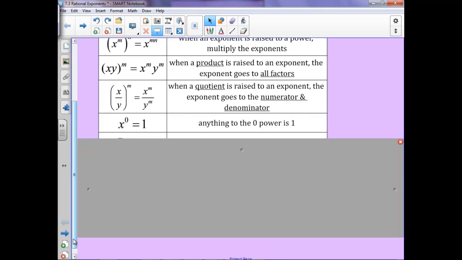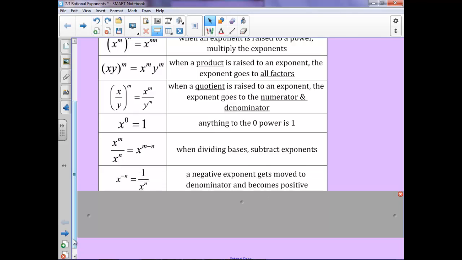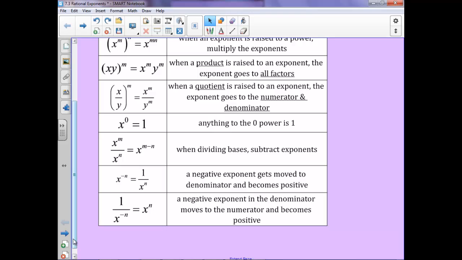Anything to the 0 power is 1. When we've got division of bases, you subtract your exponents. When you've got a negative exponent, it goes to the denominator, and your exponent becomes positive. And if you've got a negative exponent in the denominator, it moves to the numerator and also becomes positive.